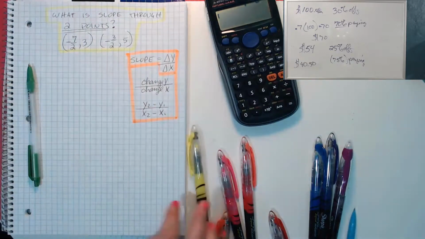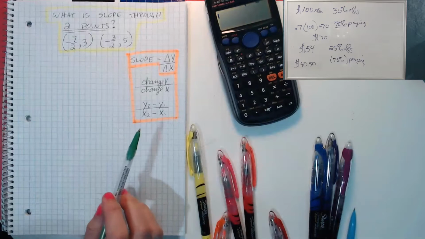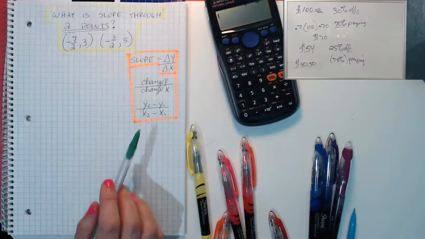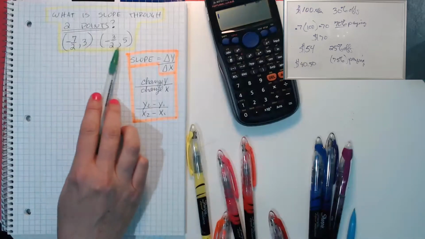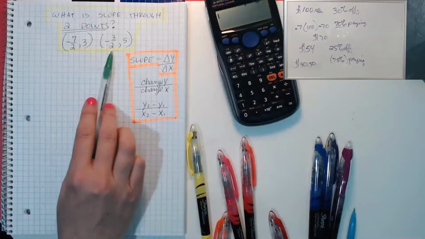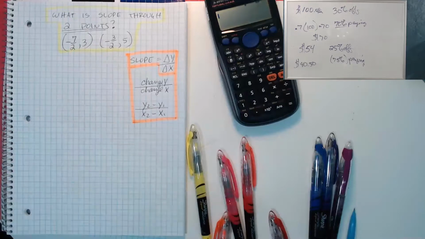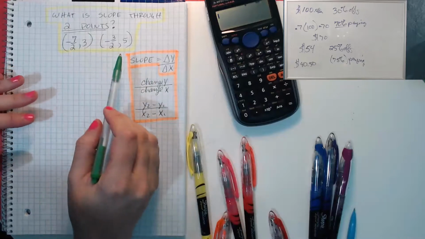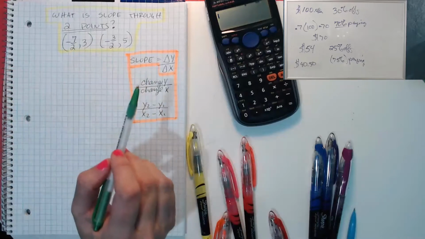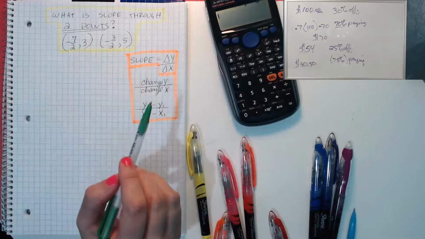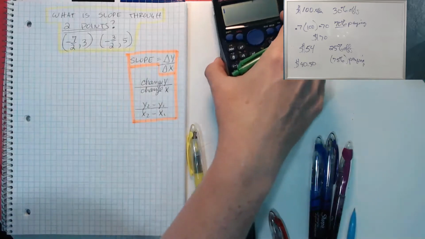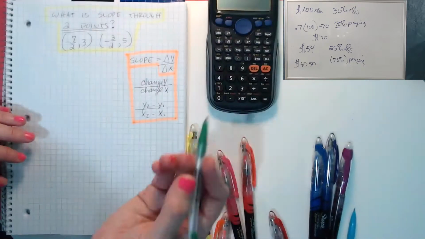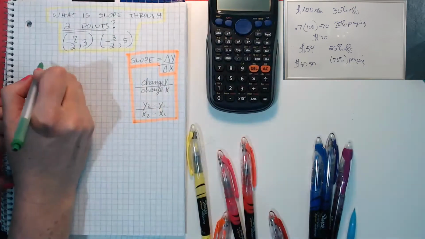Okay? So the most important thing is it doesn't matter which one you do first. Which point does not matter. You don't need to draw it. You don't need to sketch it. You're just going to pick one and start with that one, okay? So if we pick, let me write it out first. This is what we're going to put in our calculator, okay?